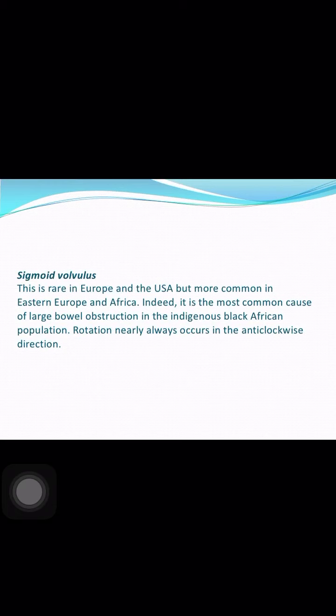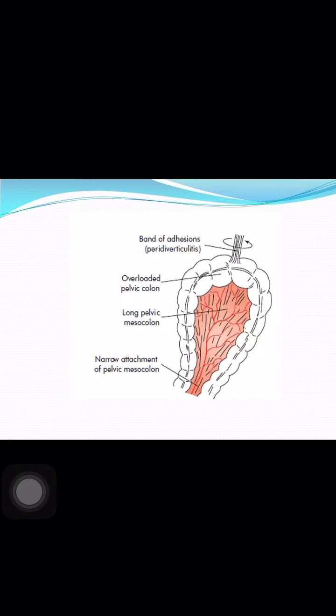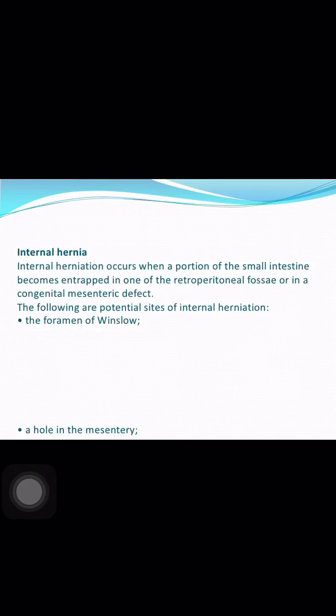Rotation nearly always occurs anti-clockwise, يعني عكس عقرب الساعة, ومن نريد أرجعها لازم أمشيها with the way عقرب الساعة, من نريد أرجعها. أوكي, مهمة هاي. هذا الشكل يبين لك how the twisting of the sigmoid happens, اللي هو either there are adhesions, overloaded pelvic colon عادة, large long pelvic mesocolon, and narrow attachment of the colon to the mesentery.